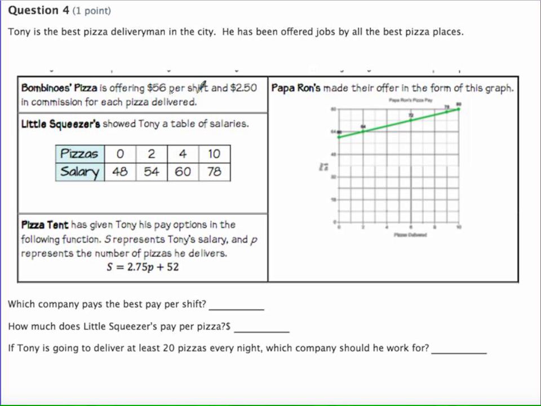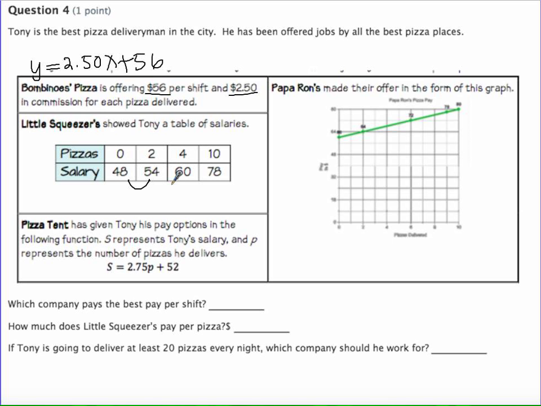Bambino's pizza is $56 per shift and $2.50 in commission for each pizza. So $56 flat fee and $2.50 per pizza. That's like a rate of change or a slope. So if I wanted to write an equation for Bambino's here, it would be y equals 2.50x plus 56.